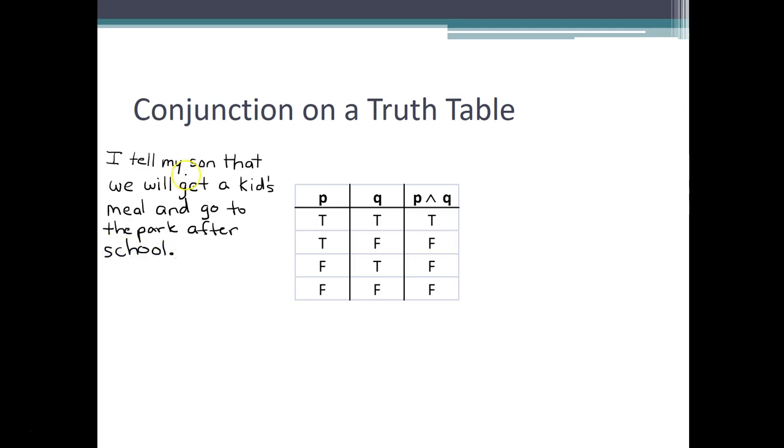So I tell them that when I'm dropping them off at school. Maybe I'll be like, you know what, later on today I want to pick you up, we're going to go get a kids meal and go to the park. Notice the use of the word and. And is a conjunction word. Remember, you could also have but, however, nevertheless, but frequently it's and. But, however, nevertheless, they're going to follow the same rules. That's a conjunction word. And if I tell my son that, he is expecting both to happen.